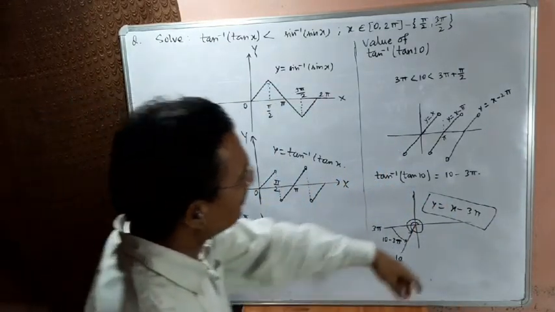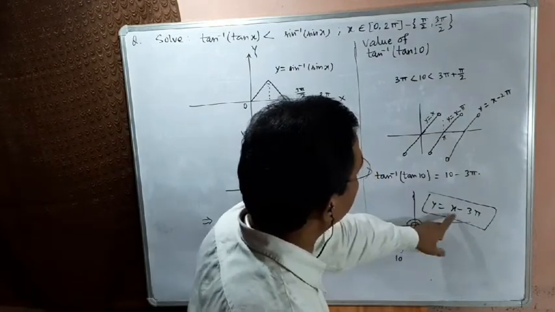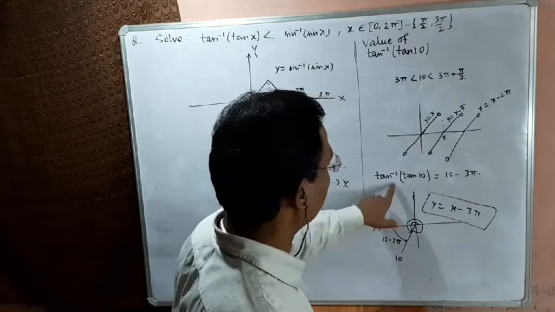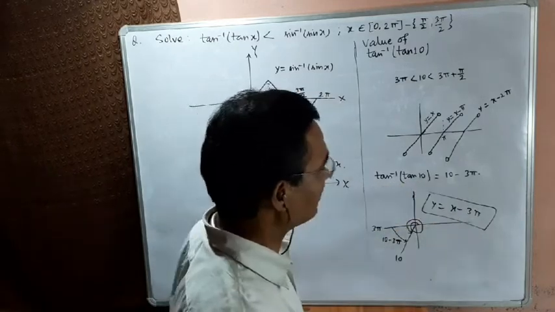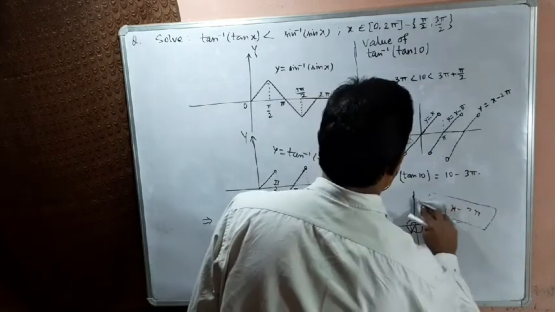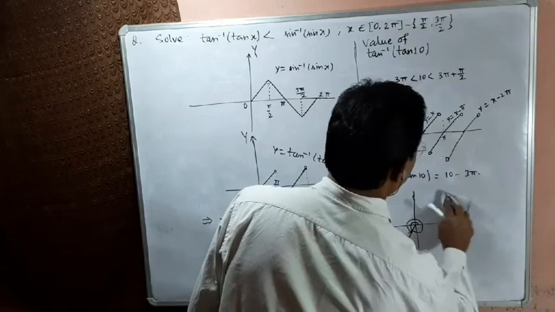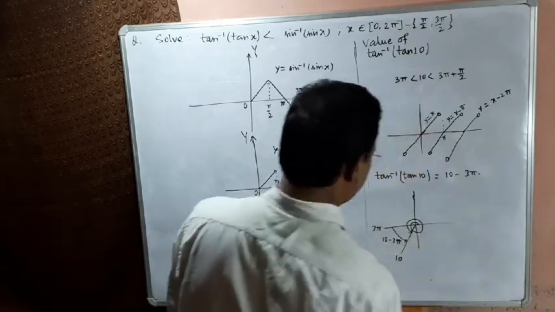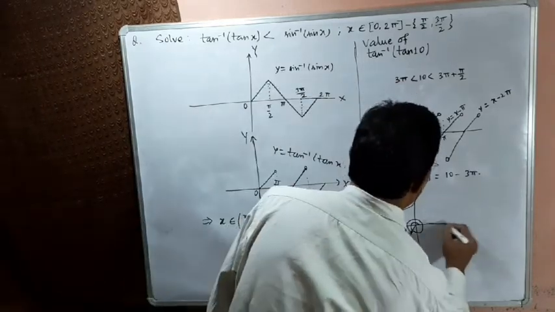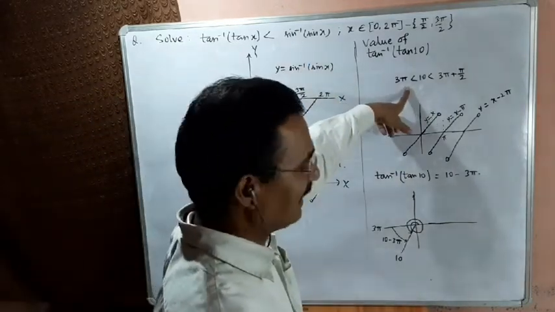Now, putting the value of x equals 10, we will find its value: 10 minus 3 pi. Therefore, tan inverse of tan 10 equals 10 minus 3 pi. Although this can be performed without a graph also, just remembering the concept of principal value, we decide where 10 will lie.